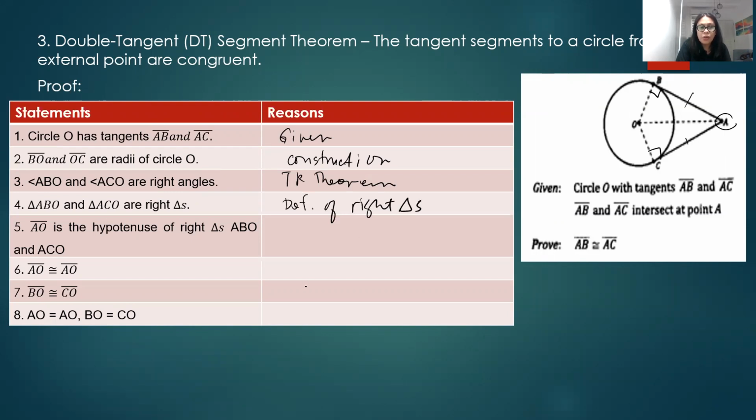AO is the hypotenuse of right triangles ABO and ACO, since the hypotenuse is opposite the right angles. AO is congruent to AO. This is about the reflexive property.